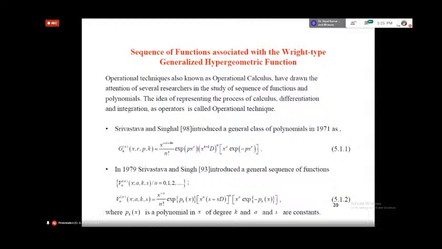Now, a sequence of functions associated with the right type generalized hypergeometric function. So here, this is a little bit using some technique of this. You can say this operational technique. This is in Srivastava and Singhal, I think 1978, and here it was 78, 71, sorry, 71. This is given.